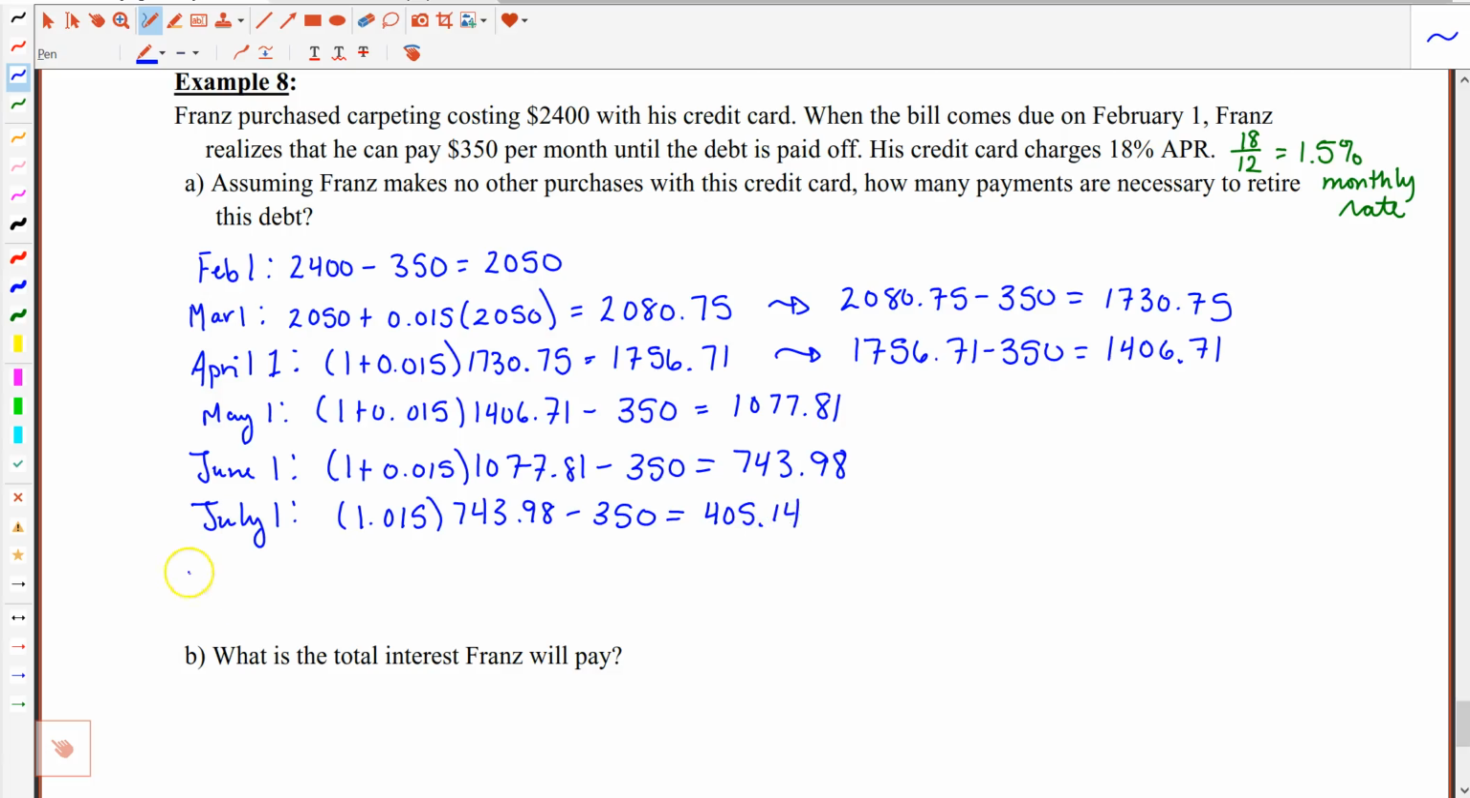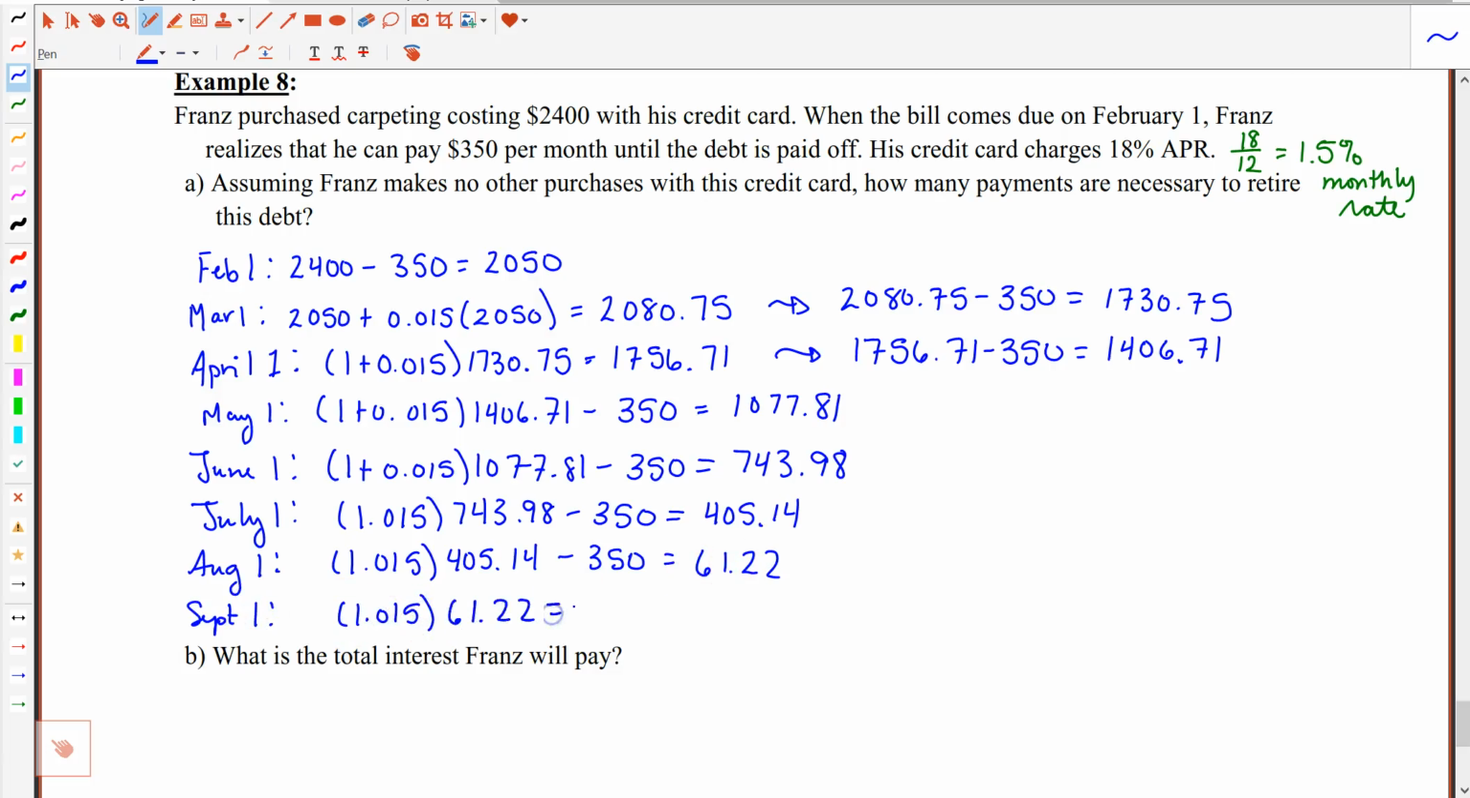So now the account would be at $405.14. Moving into August, it'll do that 15% increase on the 405.14 minus the 350. At that point in time, I'm at 61.22. Now if I send in my payment of $350, I'm going to have gone too far. So for the next cycle, which would be on September 1st, they're going to charge me 15% on the 61.22. So they will bill out $62.14, which is what I'll have to pay on that last cycle.